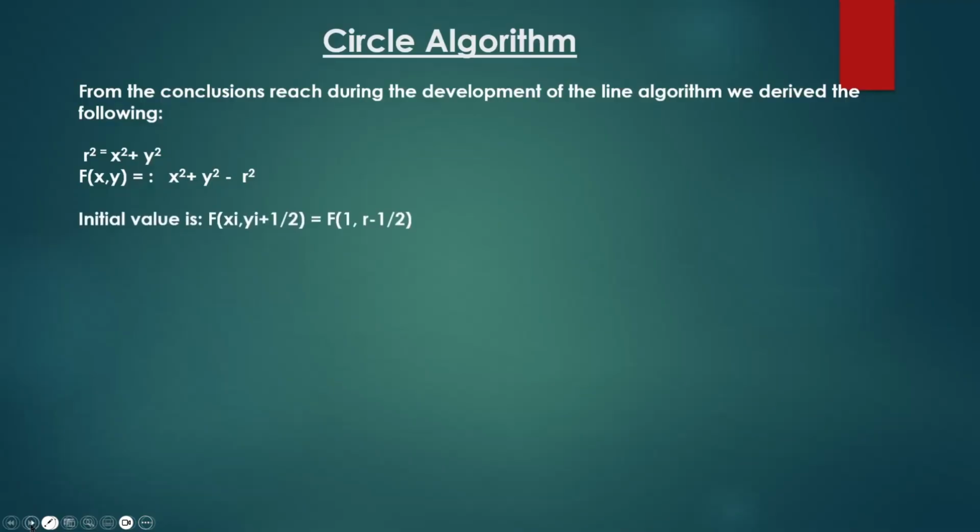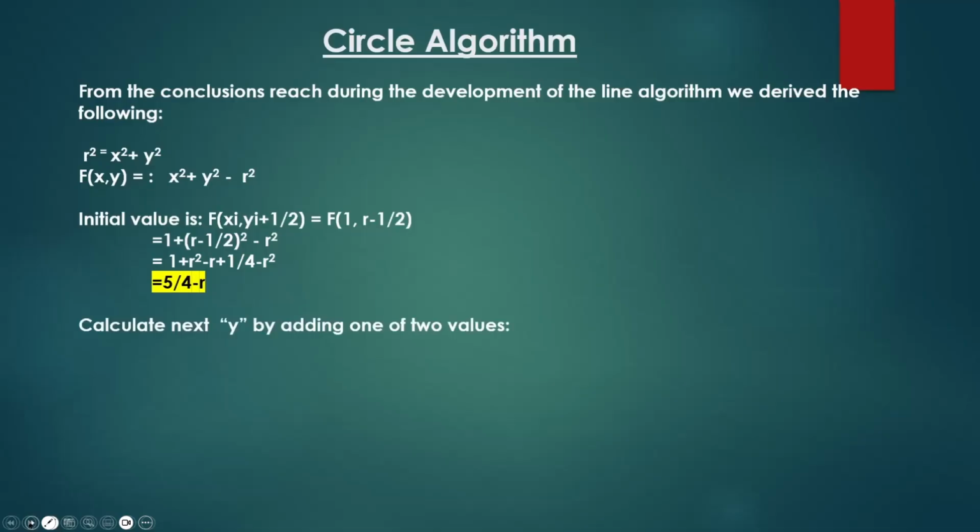Now let's figure out what our initial value is. What we're going to do is plug into the function x comma y plus 1/2, and then we'll say that the radius will start with a 1 to simplify. So this is just plugging in the numbers, we get this equation, then we just go ahead and expand the equation, and we end up with an initial value, which is going to be 5/4 minus r, 5 divided by 4 minus r.